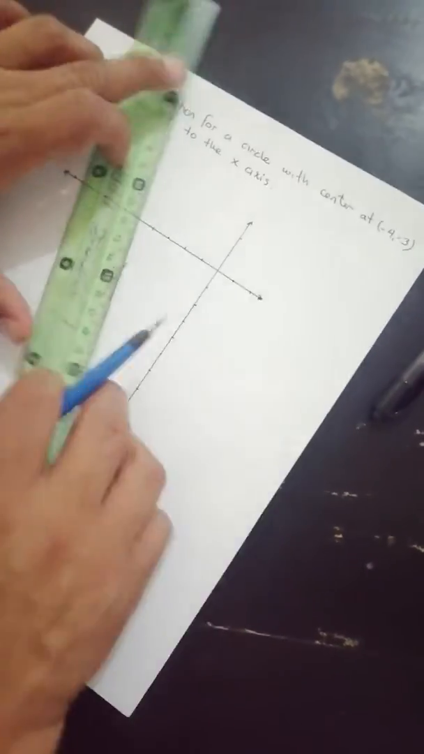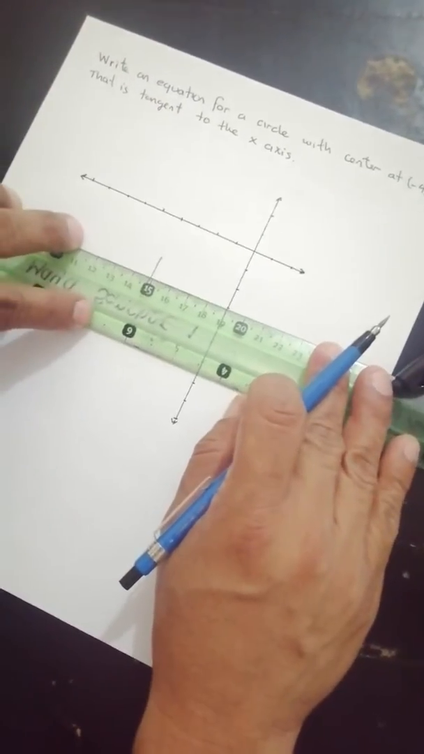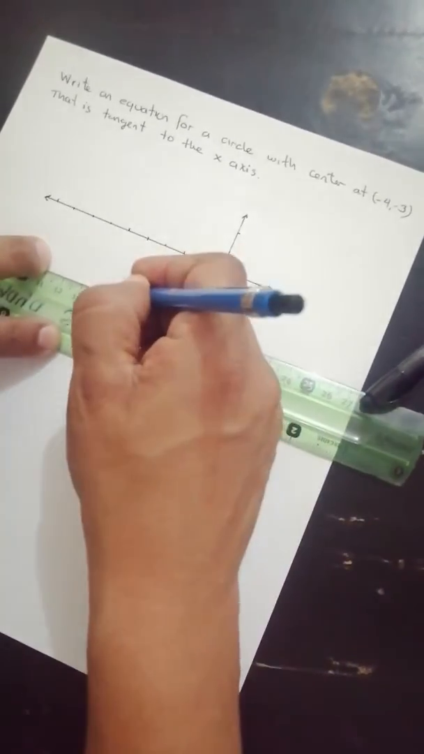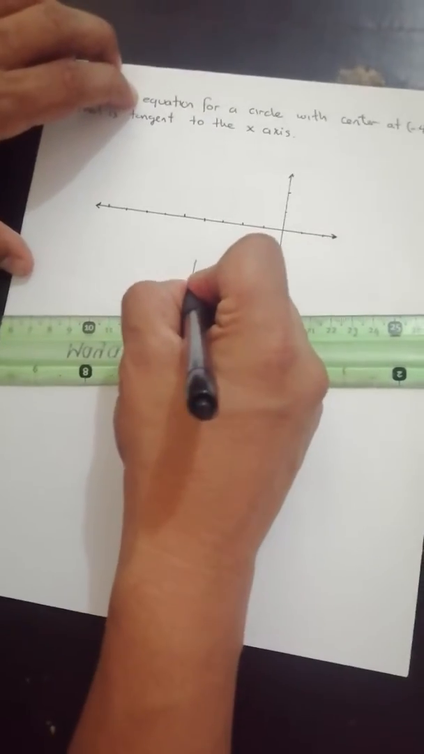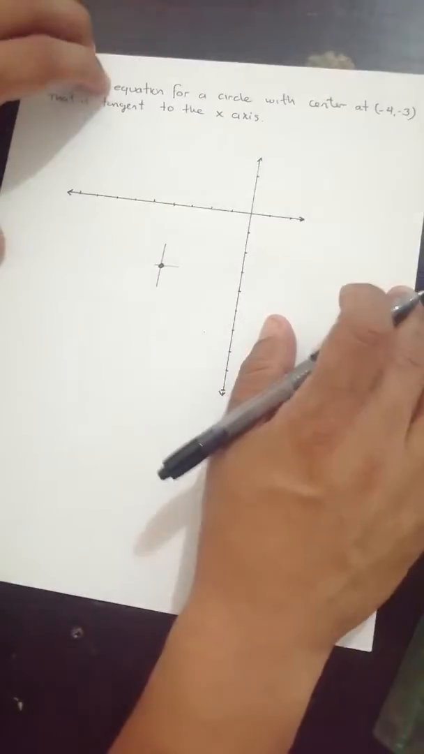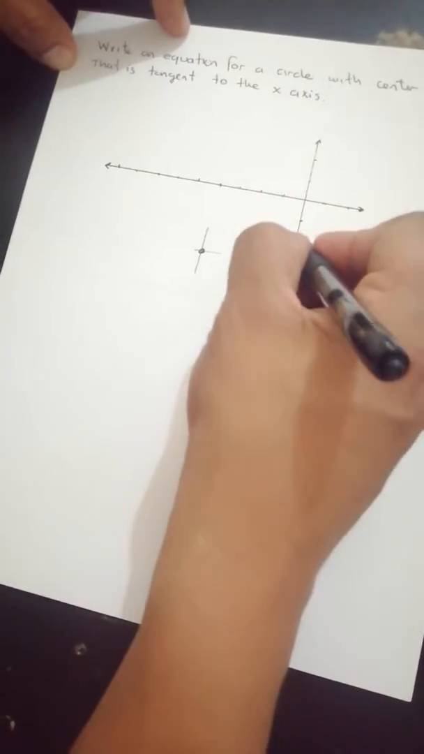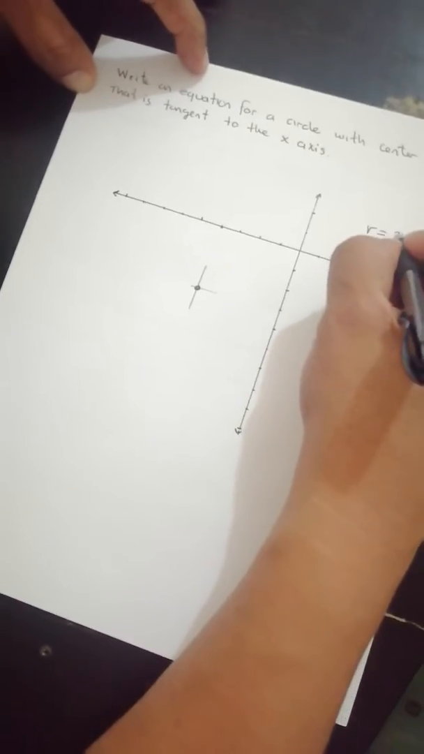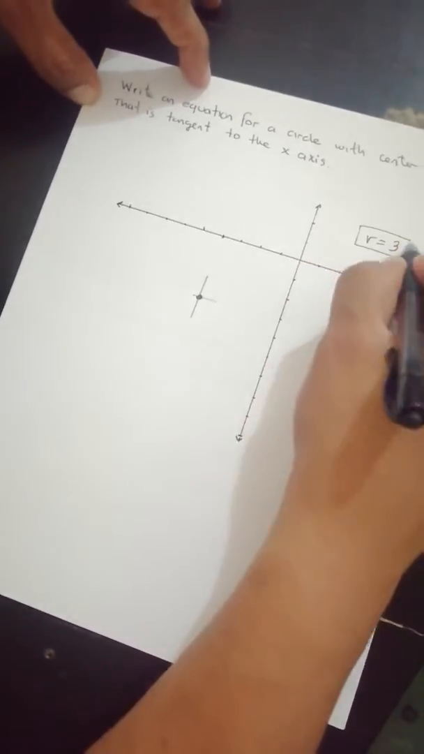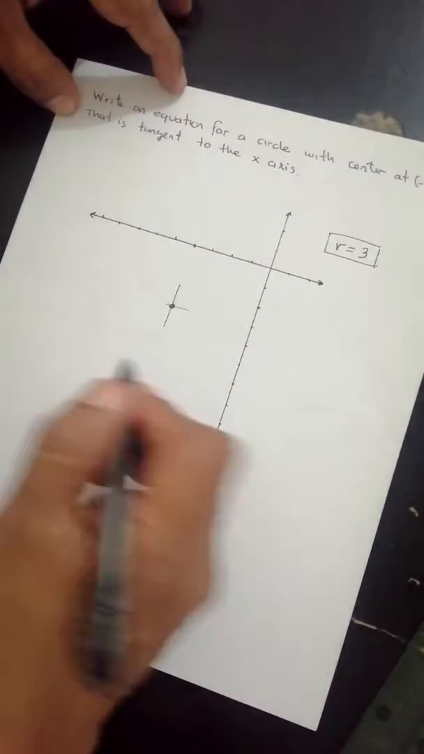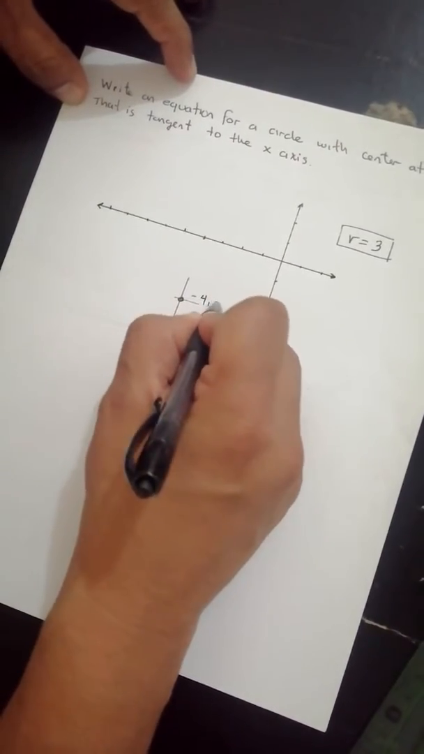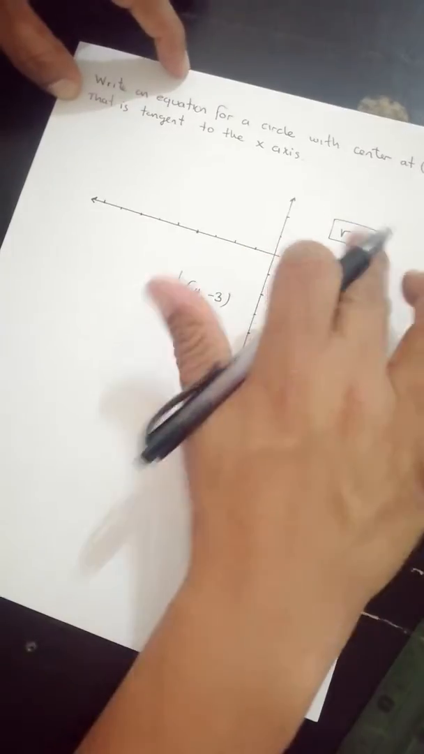So it will be at the intersection of these two segments. It will be there. That will be the center of the circle. And they said it's tangent to the x-axis. So we'll go up 3 units. That allows me to know the radius of the circle, which is 3. Okay, so I have the center, negative 4, negative 3, and I have the radius.